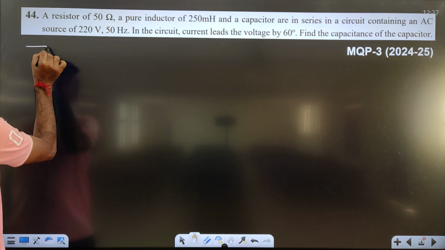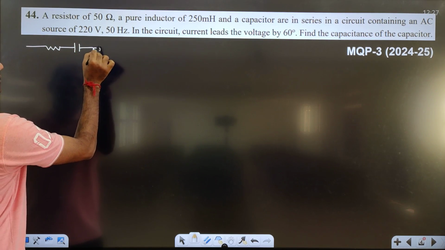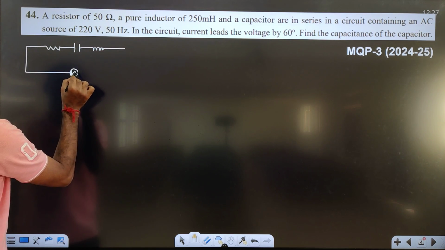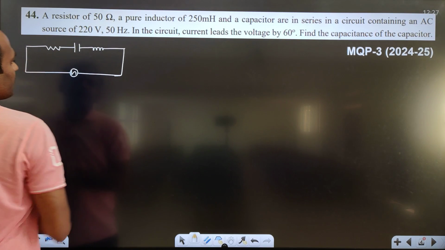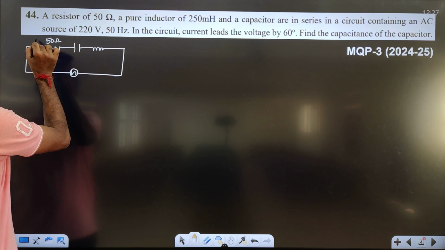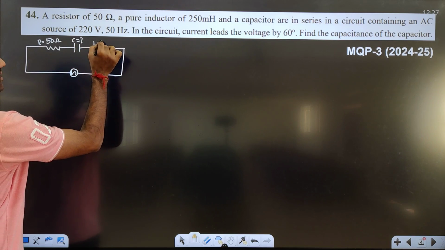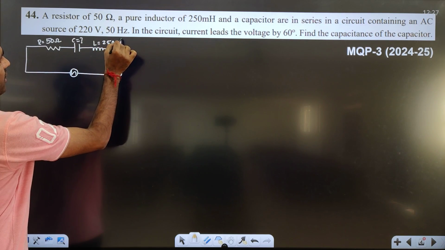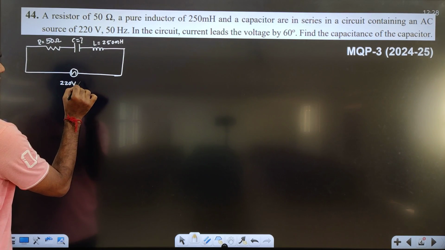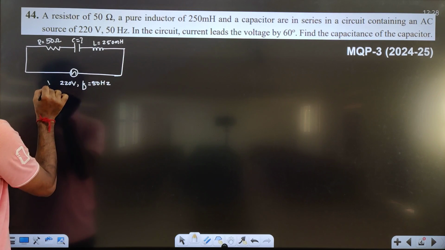Okay. This is an LCR circuit only. Let me take this one as resistor, this is capacitor and this is inductor. So this is a series LCR circuit. Resistor is of 50 ohm, R. Capacitance we don't know, that is what we have to find out. Inductance is given, that is 250 millihenry. Voltage 220 volt we have applied. Frequency is 50 hertz. This much they have given.